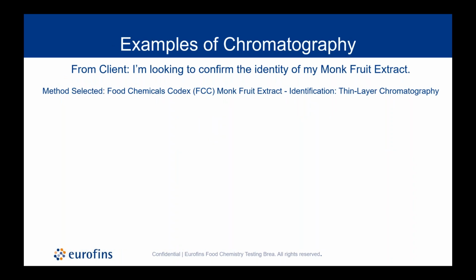So with all these tools we've discussed, we can now take a quick dive into some examples of chromatography using various compendial methods based on different client questions and inquiries that we encounter. So the first one, we have an example where we were looking to confirm the identity of a monk fruit extract. So the method selected for this testing request was the Food Chemicals Codex monk fruit extract identification by thin layer chromatography. Food Chemicals Codex is the pharmacopoeia in this case.